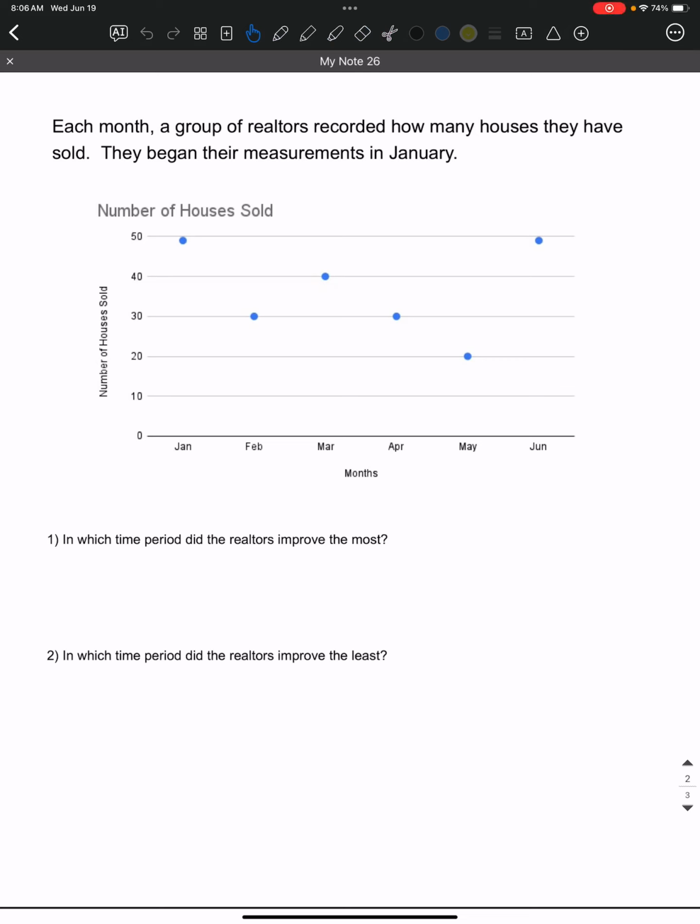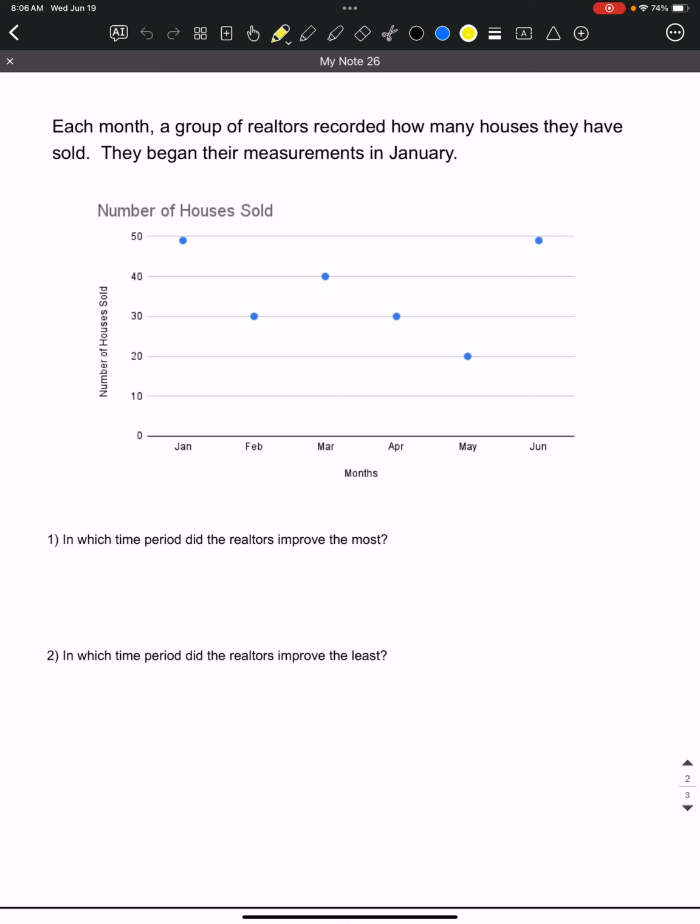Hey y'all, in this video we're going to talk about how to read a dot plot. Okay, I've got an example cooked up for us, and it says each month a group of realtors recorded how many houses they sold, and they began their measurements in January. Okay, so each month they plotted a dot to represent the number of houses.